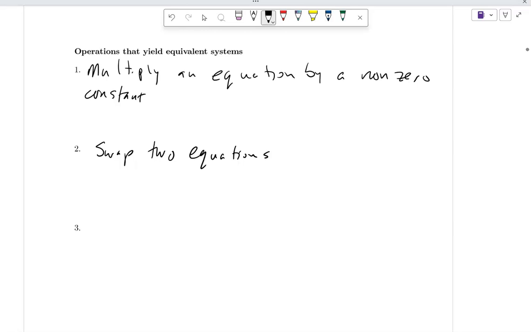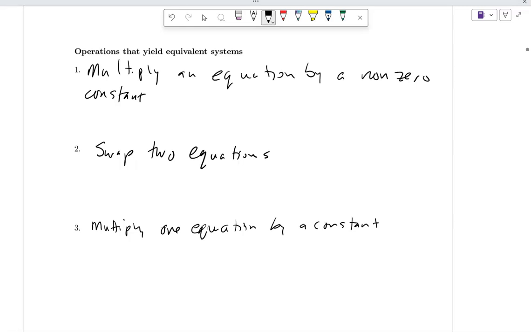And then the third one, a little bit stranger, but it's the same idea. That's what helps us actually eliminate some variables. Notice that the first two operations won't actually eliminate anything, right? The third one actually does the elimination. We multiply one equation by a constant. In this one, it'll be a non-zero constant, otherwise we're not going to actually do anything.